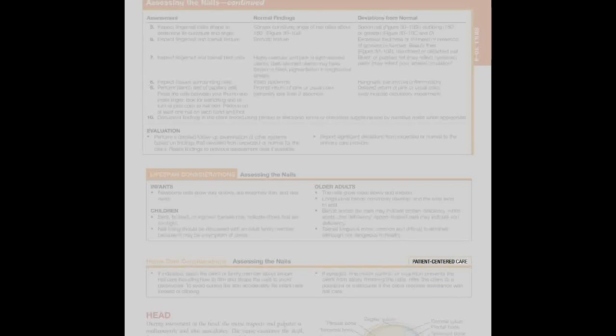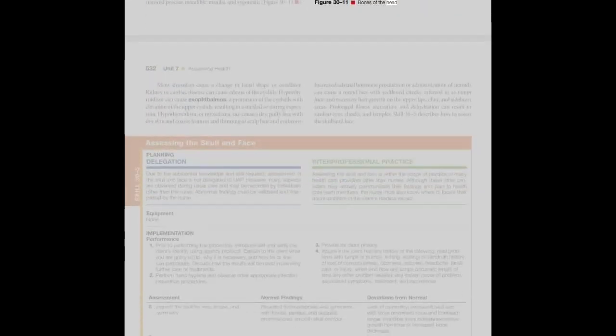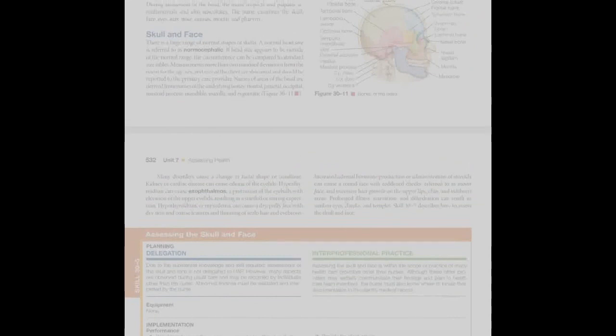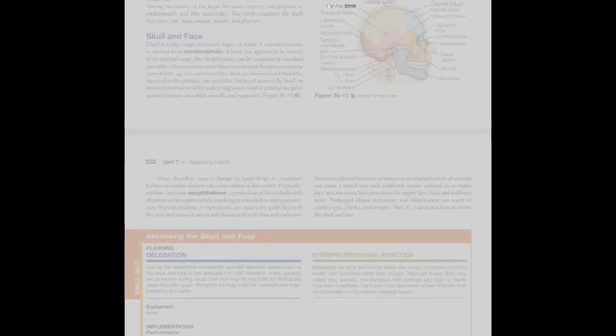Patient-centered care. Figure 30-11, bones of the head. Coronal suture, lacrimal bone, nasal bone, nasal septum, maxilla, zygomatic bone, mandible, frontal bone, sagittal suture, parietal bone, lambdoid suture, temporal bone, sphenoid bone, occipital bone, temporomandibular joint, external acoustic meatus, mastoid process, C1 atlas, C2 axis, C3 vertebra.